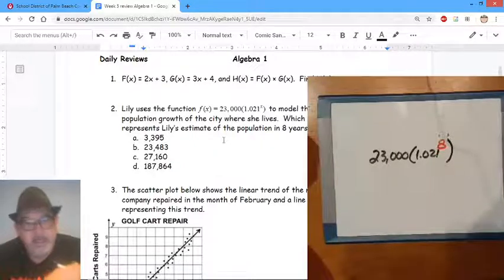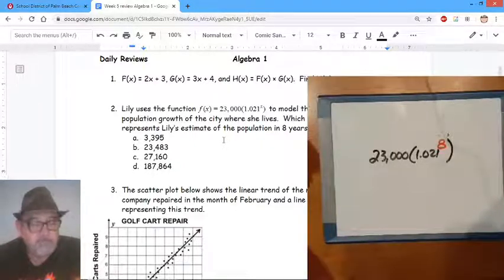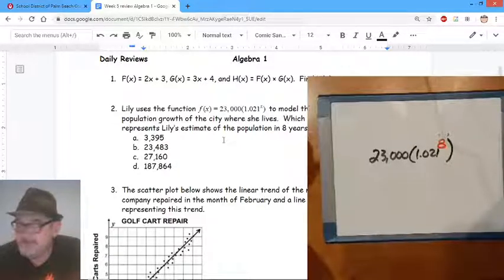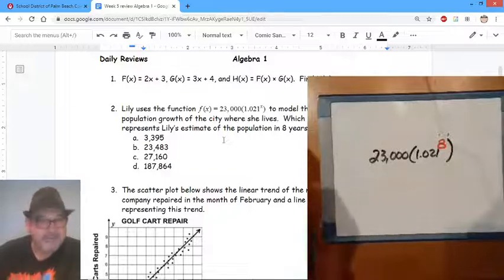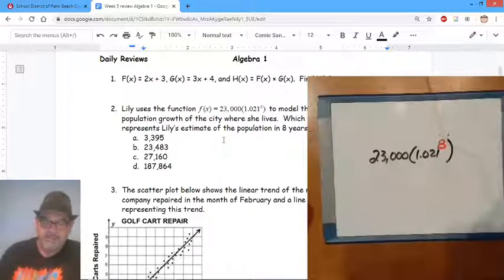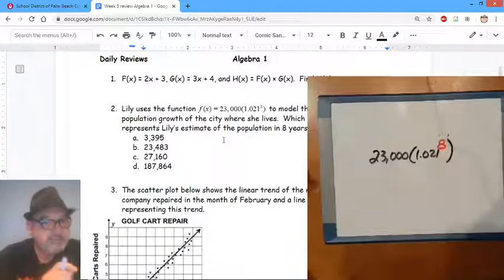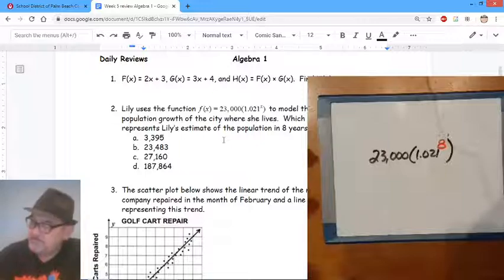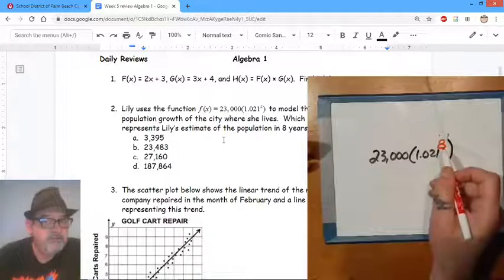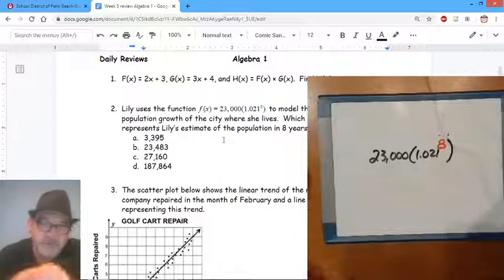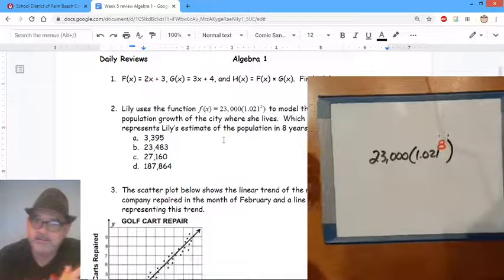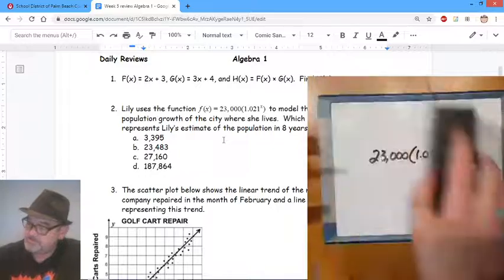All right. If you plug that into your calculator, 1.021 to the 8th power, I believe it comes out to like 1.18 and change. And then you multiply that times 23,000, you're going to get 27,160. Okay. So it would be answer C. Look, guys, this is really simple. They only give us one variable in the equation, and then they tell us what number to plug into it. Then all we have to do is just punch numbers into the calculator. No skill required there at all.